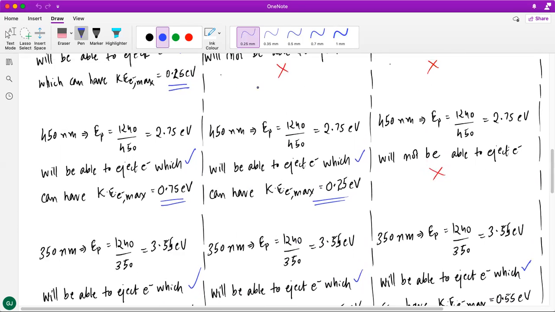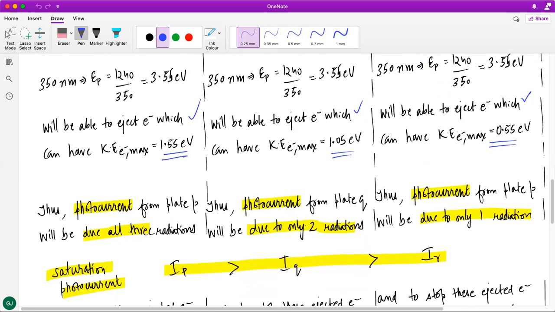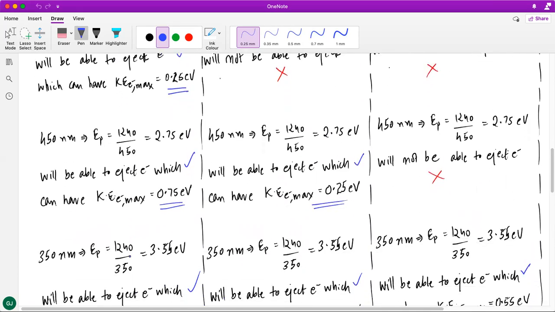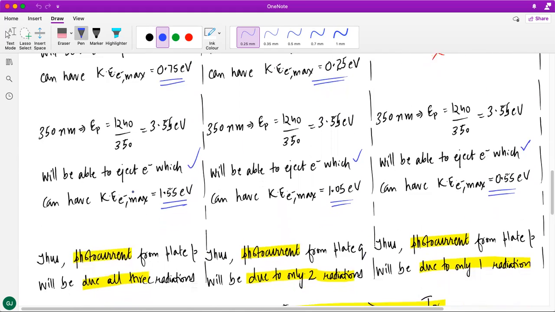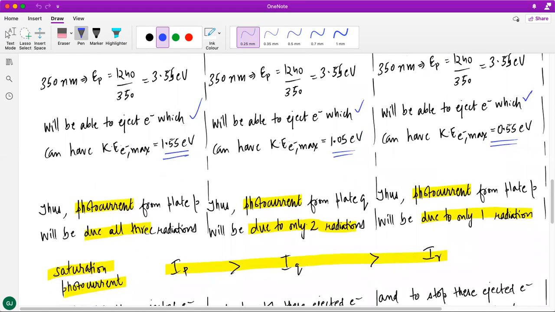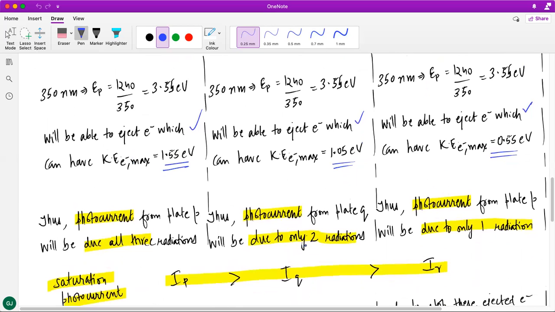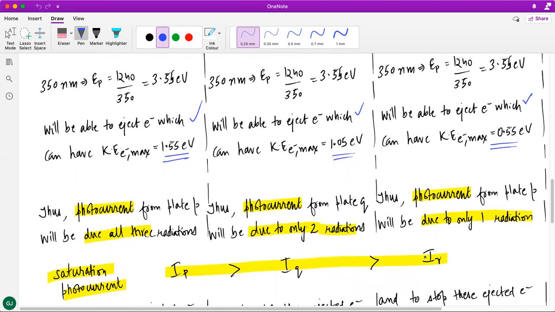So based on this analysis, we can first comment on the photocurrent. Right? In case of plate P, as you can notice, all the three radiations were able to eject electrons, and as a result, more photons were able to eject more electrons, and the photocurrent will be highest. As compared to plate Q, where only two radiations were able to eject electrons, as compared to plate R, where only one radiation was able to eject electrons. So only photons of one radiation were able to eject electrons, and hence the photocurrent here is less.